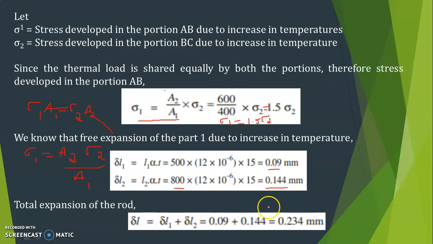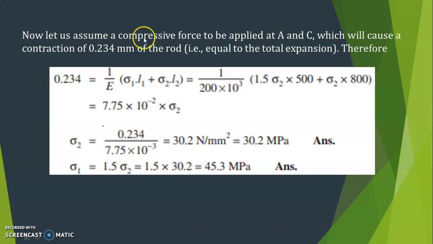After this, what you have to do, now let us assume a compressive force to be applied at A and C, which will cause a contraction of 0.234 mm of the rod. Because of the increase in the temperature, the compression force is developed at A and C, which causes the contraction of 0.234 mm of the rod. So it is equal to the expansion.